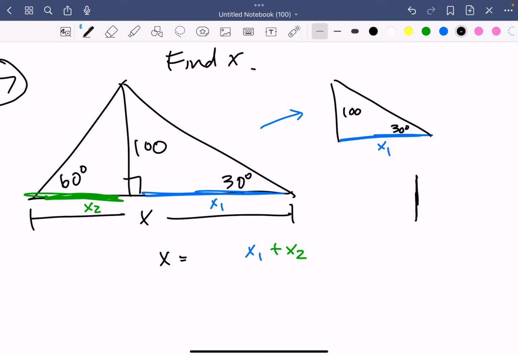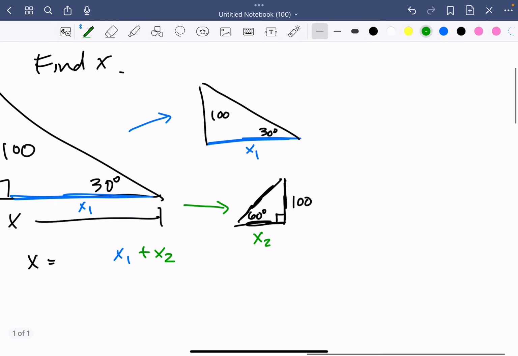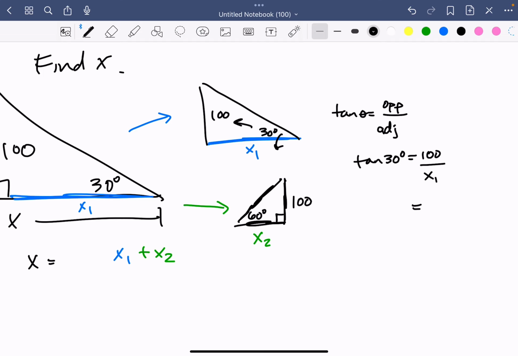So then when I take this triangle over here, it's going to be 60 degrees. This is going to be 100. This little piece is x sub 2. So now I have two triangles that I need to find those small pieces. So opposite of the 30 is 100, and the adjacent to 30 is x1. So if I have opposite over adjacent, I know I'm looking at tangent. So tangent of 30 is 100 over x sub 1.